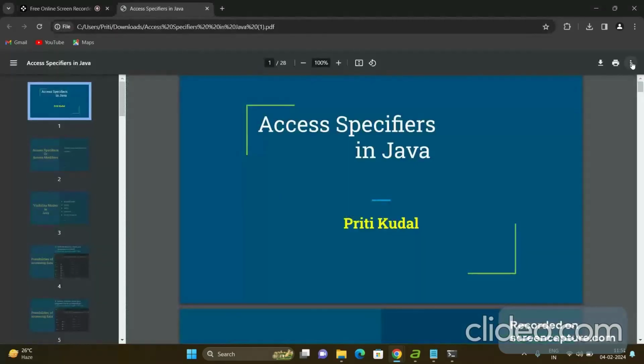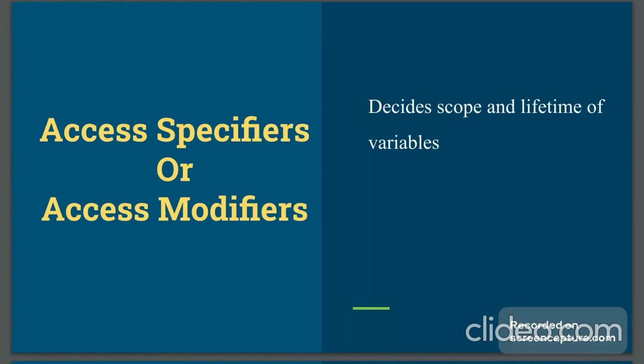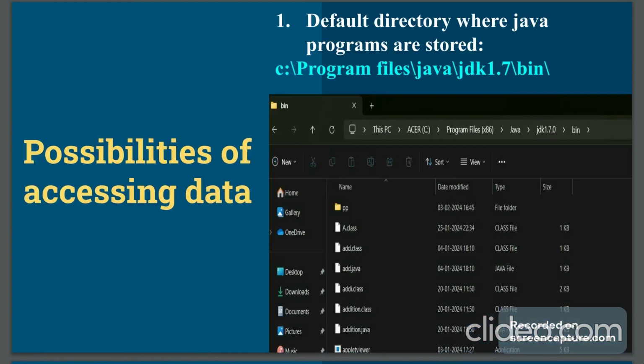Let's learn about access specifiers in Java. Access specifiers means access modifiers. Why is there a need to mention access specifiers? These access modifiers, or we can say the visibility controls, will decide the scope and lifetime of variables and methods. Let's see what are the possibilities of accessing data.